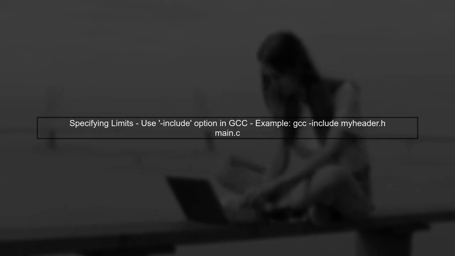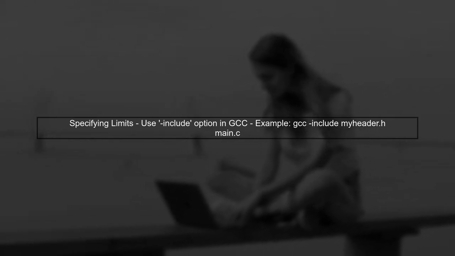To specify a limit at compile time, you can use the -include option in GCC to include a specific header file before processing others. In summary, while header files can be included multiple times, there are practical limits enforced by compilers to ensure efficient compilation.